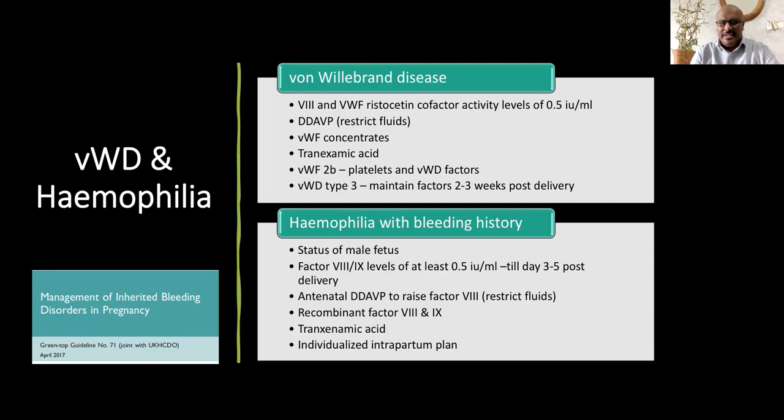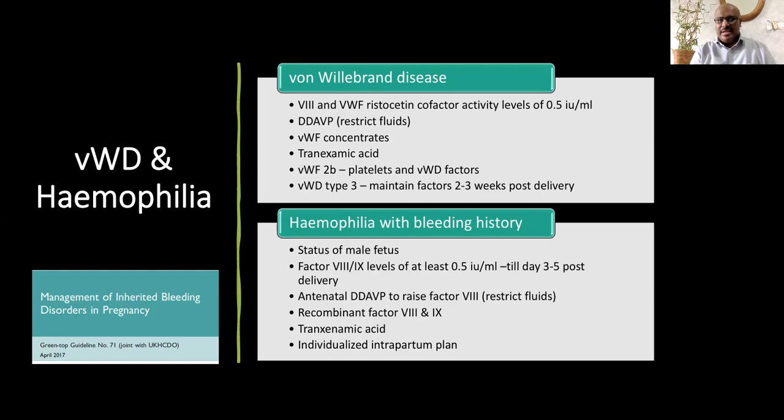Let's talk about hemophilia patients. Take a history. If you've got a hemophilia patient with a bleeding history, be concerned. Check the carrier status of the patient and ensure if the patient is a carrier or if the patient is affected. It's important, once again, to be guided by assays and check factor 8 and factor 9 levels. Once again, the magic number is 0.5 international units per mil. But unlike von Willebrand type 3, hemophilia levels reduce between day 3 and day 5. And this is the important time when you should watch them closely and monitor them closely.